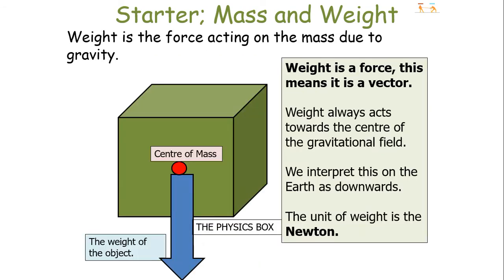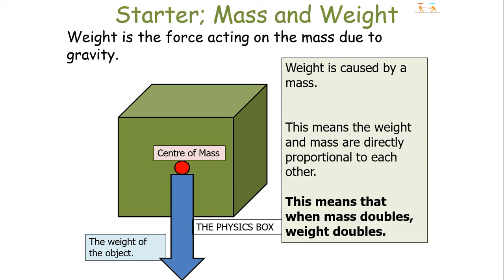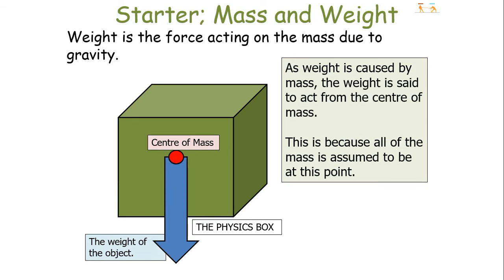Now, you tend to find the larger the planet or star, the larger the gravitational field, the larger the weight of the object. Now, weight is a force, which means it's a vector. Now, it always acts towards the centre of the gravitational field, which we tend to interpret on Earth as downwards, towards the centre of the Earth. And we measure weight in newtons. Now, weight and mass are directly proportional to each other because mass causes weight. So this means that when mass doubles, weight doubles. When mass halves, weight halves. They're directly proportional to each other.